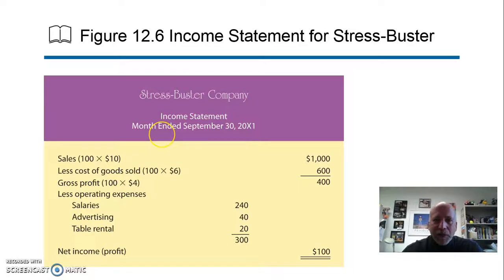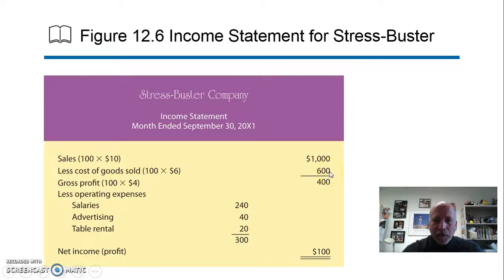So here is a very simple income statement. I sold 100 units. They were $10 each. And so what I have is $1,000 right here of sales or revenue. It cost me $6 a piece to manufacture those 100 units.